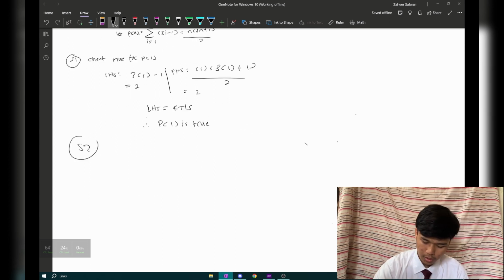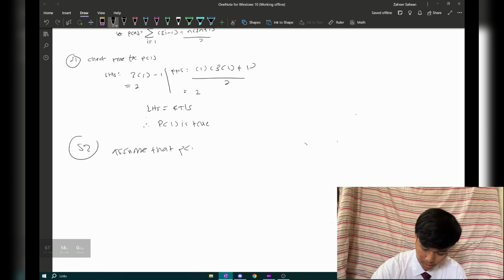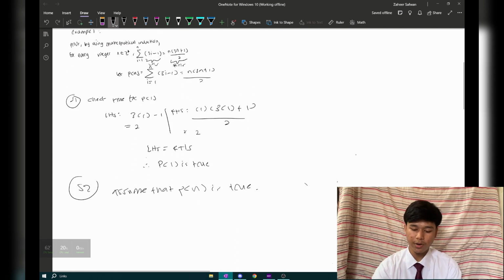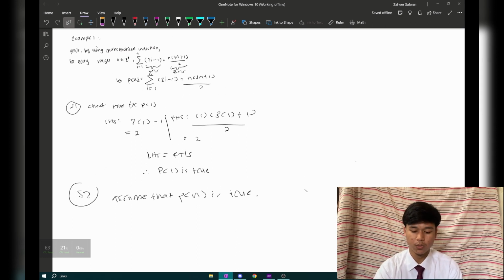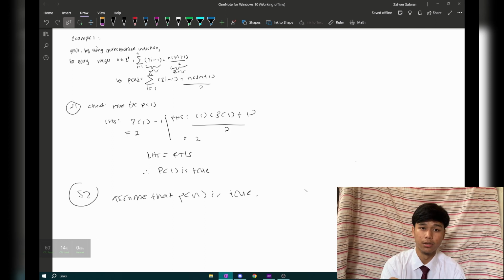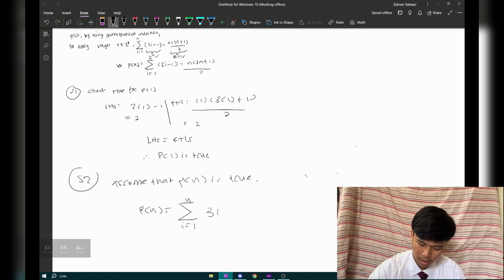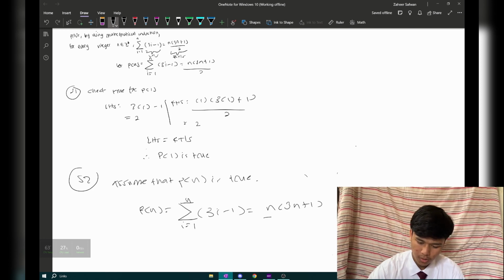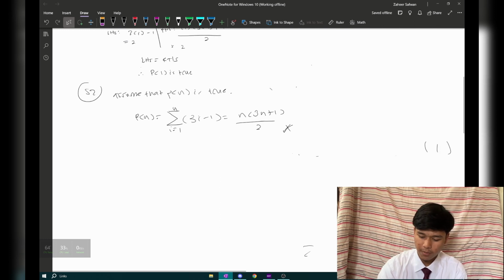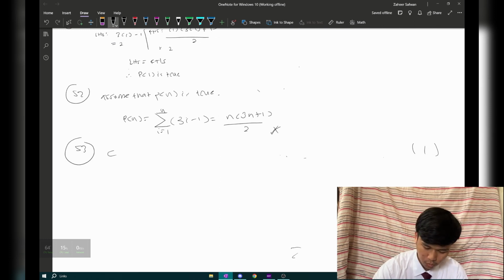Since we show that left hand side and right hand side are equal, we go to step 2, which is we assume that P(n) is true. For this step, we just rewrite the equation which we take from the question. We just write P(n) equal to the summation of i equal to 1 to n of (3i minus 1) equal to n(3n plus 1) over 2. Step 3, or the last step, is we must check true for P(n+1).